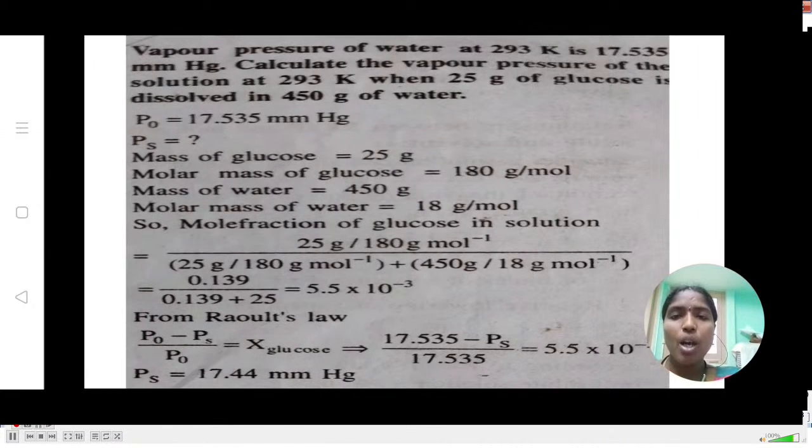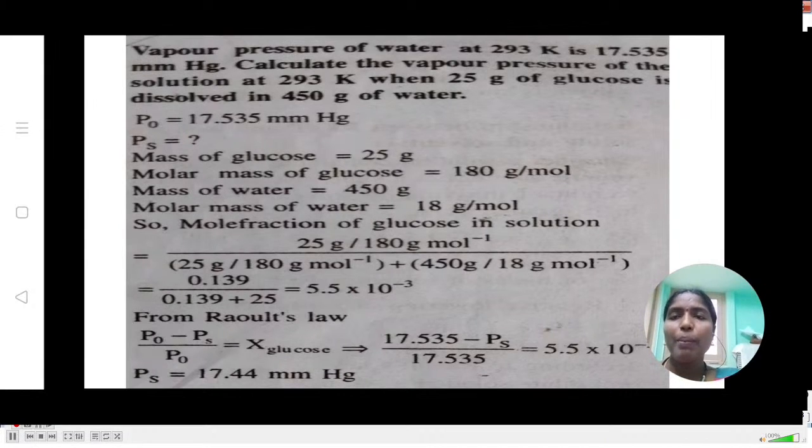According to our Raoult's law, P0 minus PS by P0 is equal to mole fraction. So substituting the P0 value, 17.535 minus PS by 17.535 is equal to mole fraction of the glucose, 5.5 into 10 to the power of minus 3. So by calculating we get 17.44 mm of Hg. This is the problem.